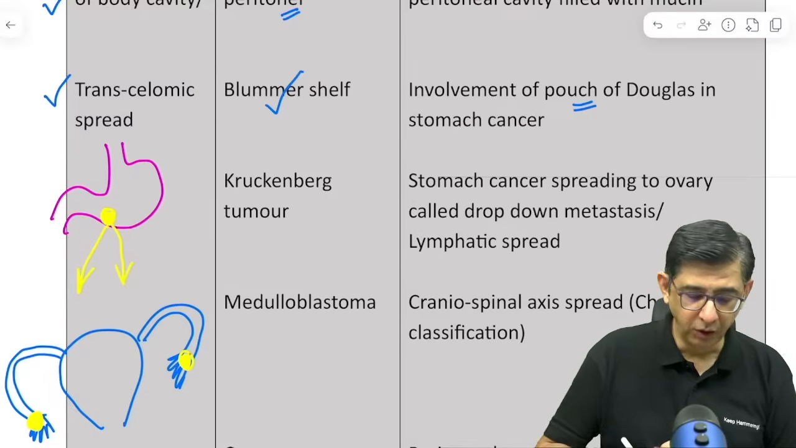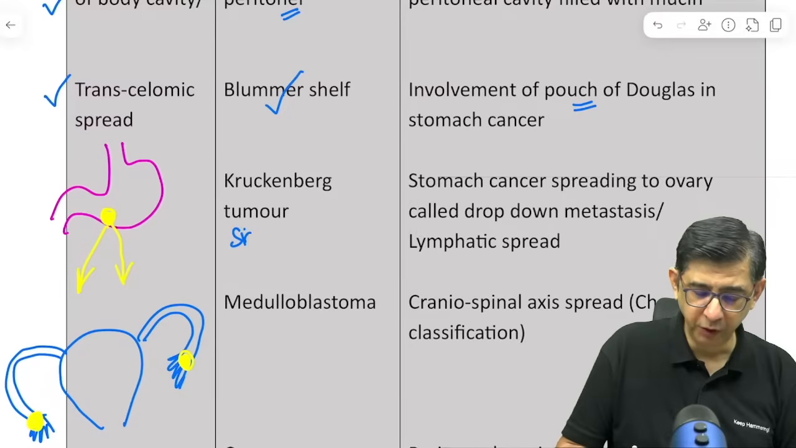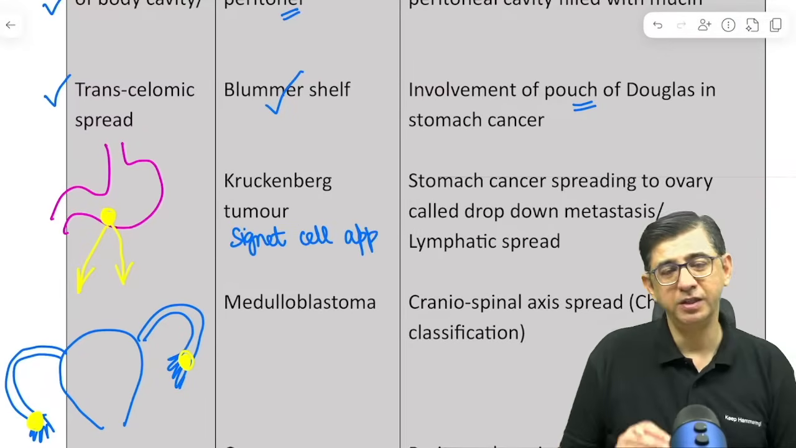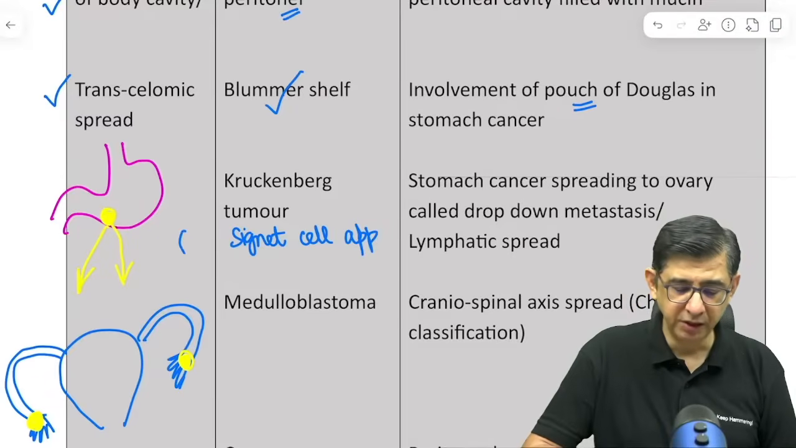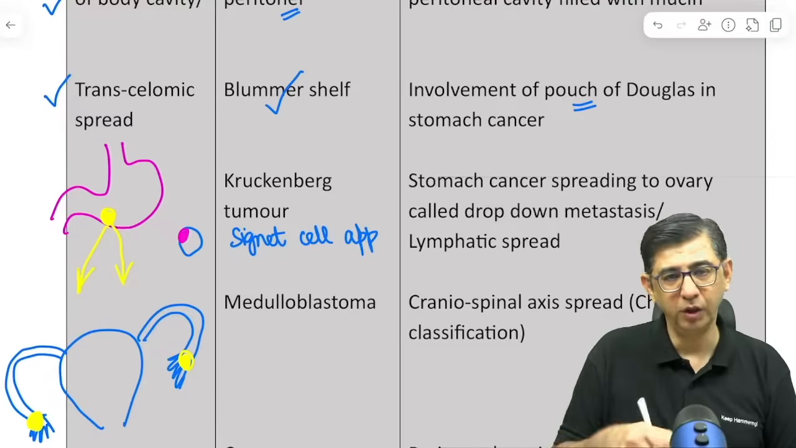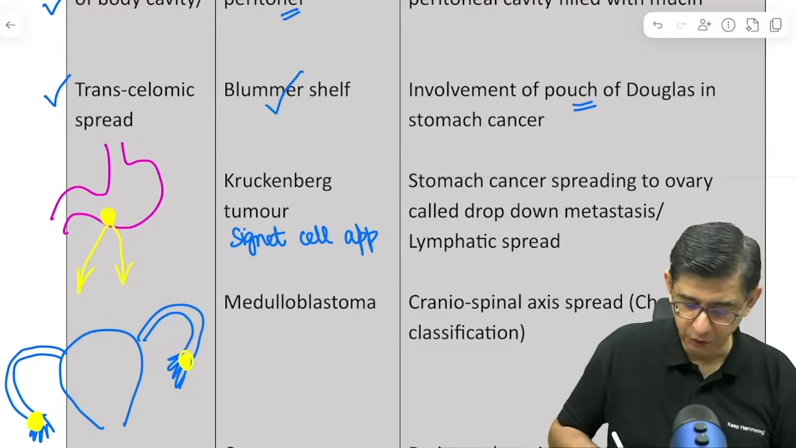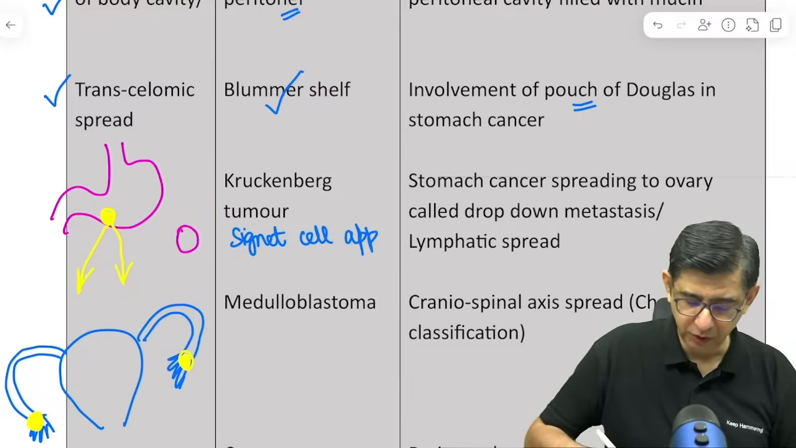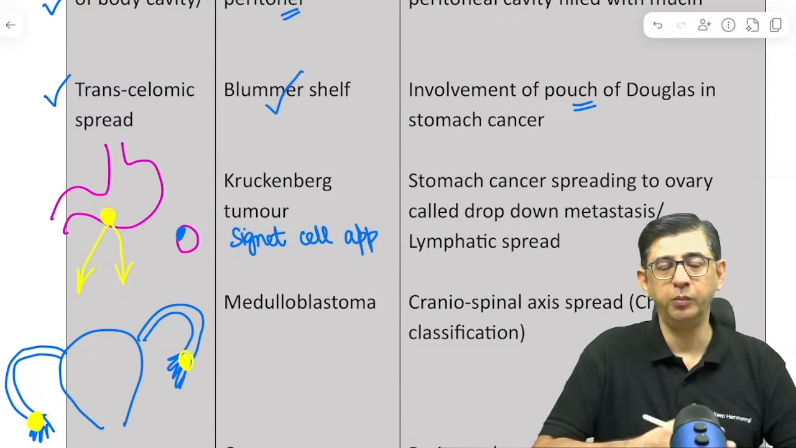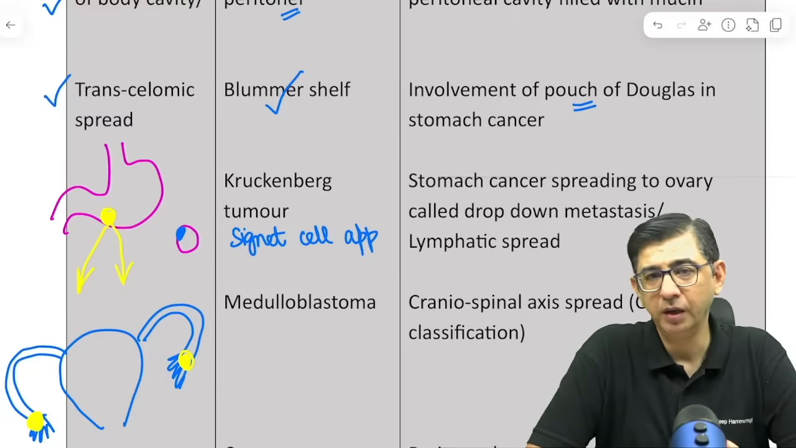Then the cancer can fall on the ovaries of the patient. And here, like Krukenberg tumor, the histopathological finding is the classical signet cell appearance. In signet cell appearance, the nucleus of the cells that are present gets pushed outward. I should have used the colors the other way around, pink and so on, but okay, that doesn't cause an issue. So the nucleus of the cells would be pushed towards the periphery, that is a signet cell appearance, and that would be the drop down metastasis that is seen with ovarian cancer.